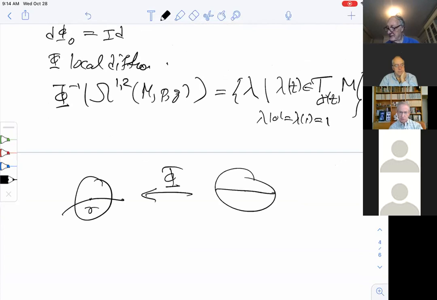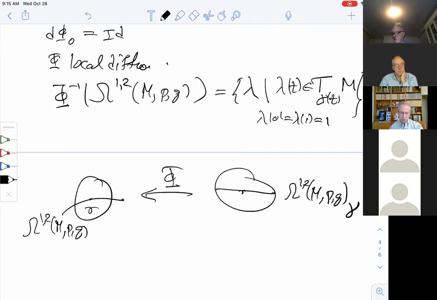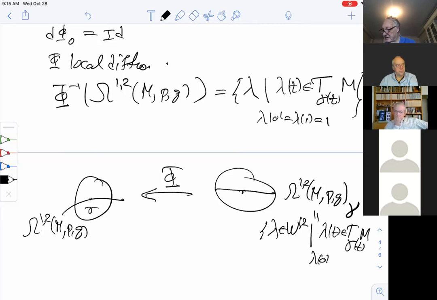So this local diffeomorphism has the property that it does exactly what I wanted. It takes Omega^{1,2} of M, P, Q near gamma, and it straightens it out to what I'm going to call Omega^{1,2} M, P, Q tangent at gamma. So rather than writing capital T sub gamma of this space, I'm going to just put the gamma over here. And these are the set of curves in W^{1,2} such that they lie in the tangent space and they vanish at the endpoints.